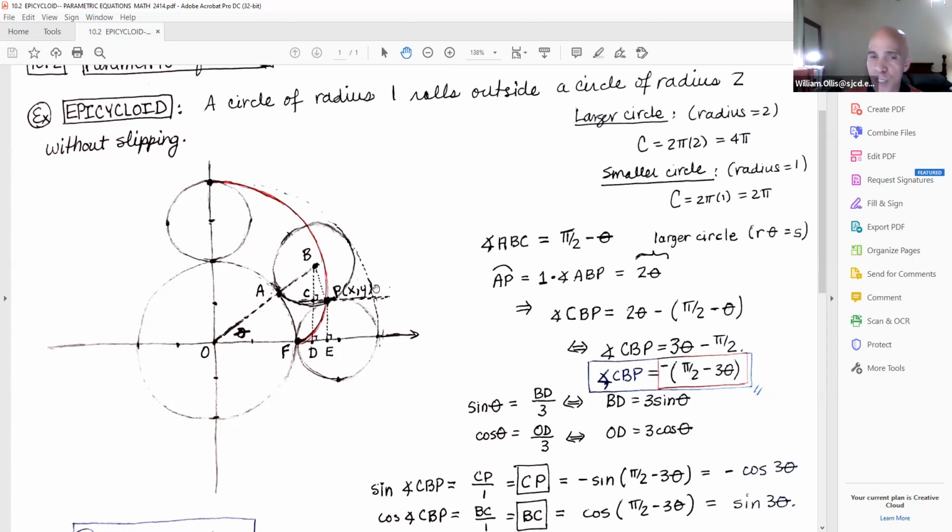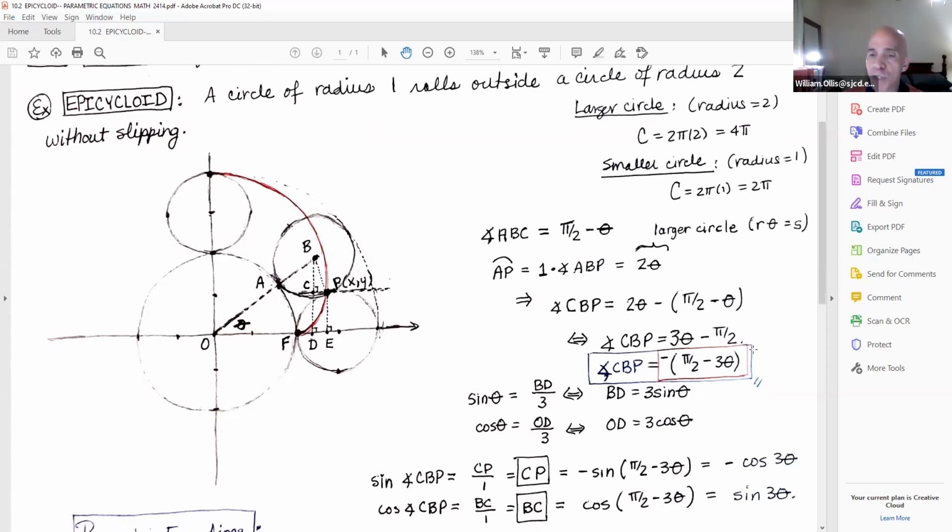And that's why I like this simpler radius 2, radius 1. So then we say 2 theta minus this angle that we've computed right here to get the smaller angle CBP right here. Now, I do a little bit of just algebra. And in this case, we have minus the negative. So we have 3 theta minus pi over 2.